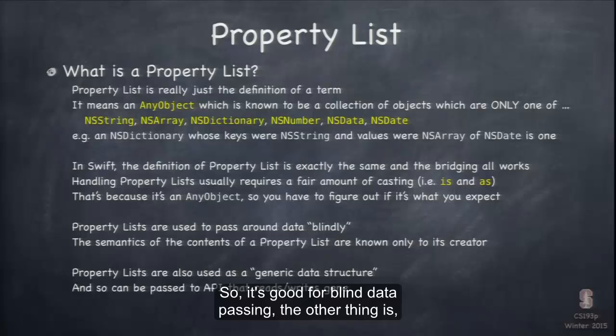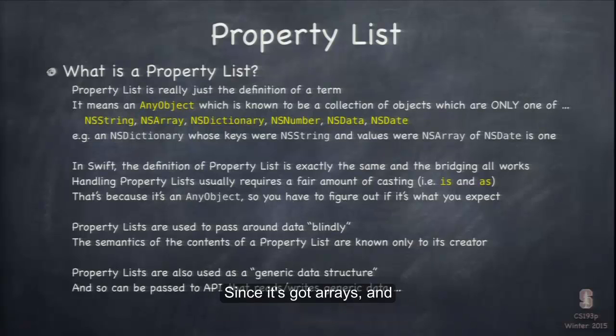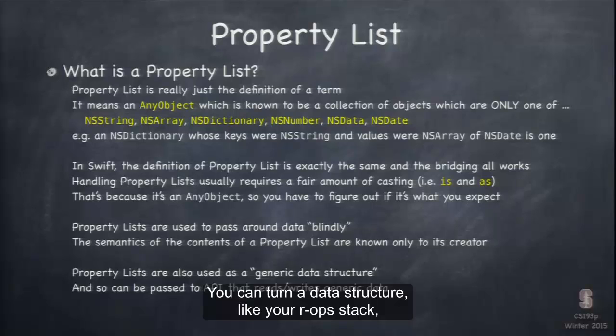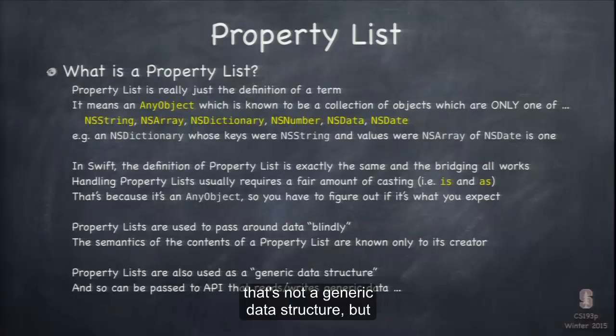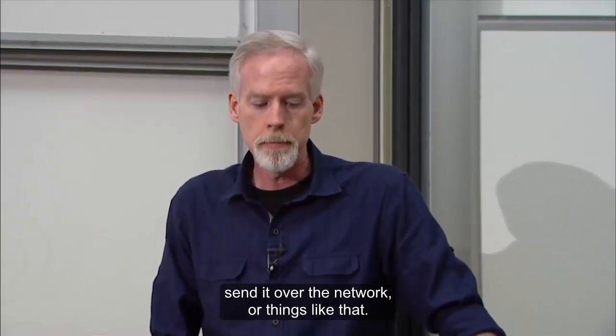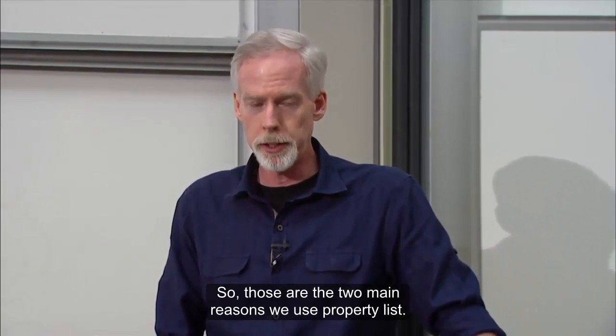The other thing is a property list can be used as generic data structures. Okay, since it's got arrays and dictionaries and numbers and dates and all that in there, you can turn a data structure like our op stack in the calculator brain. It has op enums in there. That's not a generic data structure, but we could turn it into a generic data structure, for example, and then do things with it like write it out to disk or send it over the network or things like that. So those are the 2 main reasons we use property list.